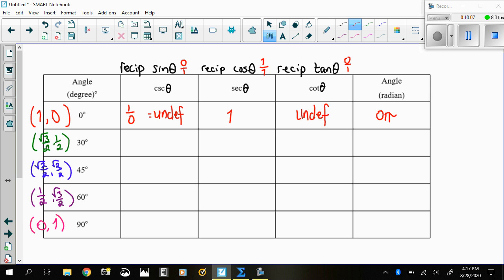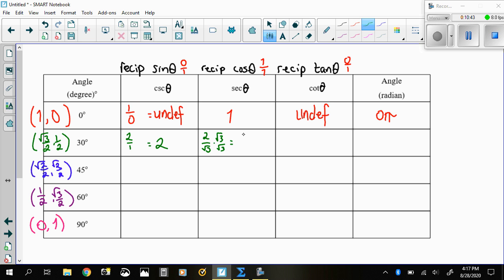Okay, here we're going to do the reciprocal. For sine, we have 1/2, and if we flip that upside down, that becomes 2 over 1, and that's going to give us a value of just 2 for our cosecant. Okay, so we're doing the reciprocals of the original values that were in the ordered pair. Okay, cosine is square root of 3 over 2, so reciprocal would be 2 over the square root of 3, which we need to rationalize.